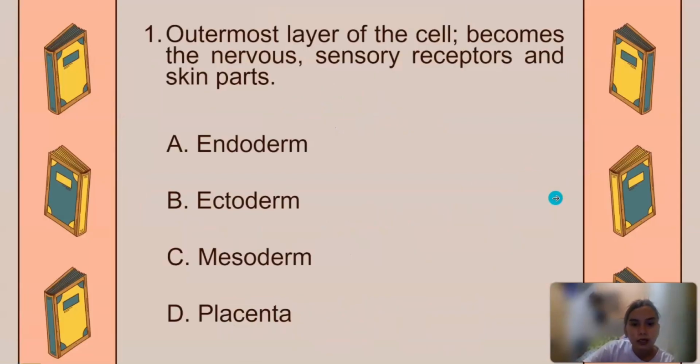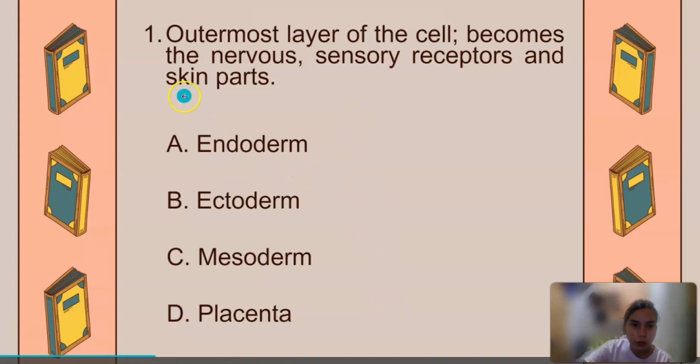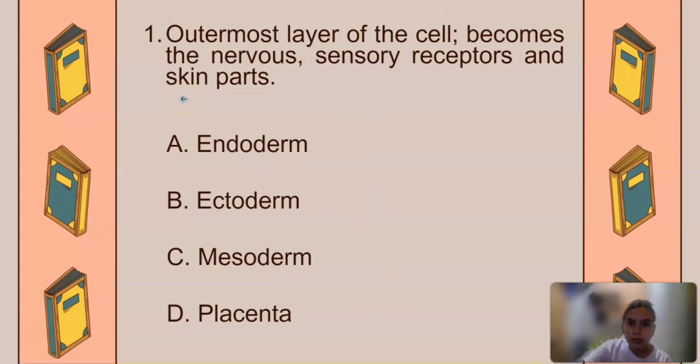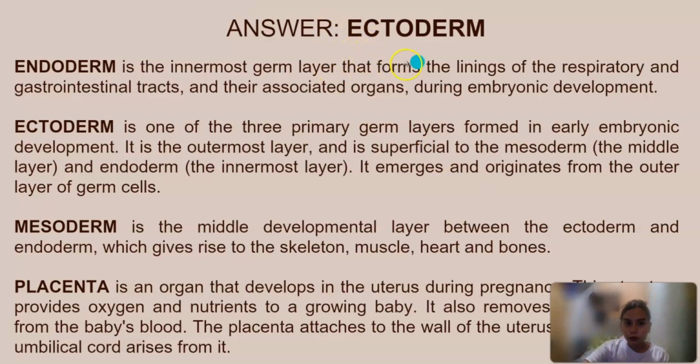Question number 1. Outermost layer of the cell becomes the nervous, sensory receptors, and skin parts. So what do you think is the answer, guys? For letter A, endoderm. For letter B, ectoderm. For letter C, mesoderm. For letter D, placenta. So which one is the correct answer for question number 1? Again, outermost layer of the cell becomes the nervous, sensory receptors, and skin parts. And for the answer, guys, it should be ectoderm.